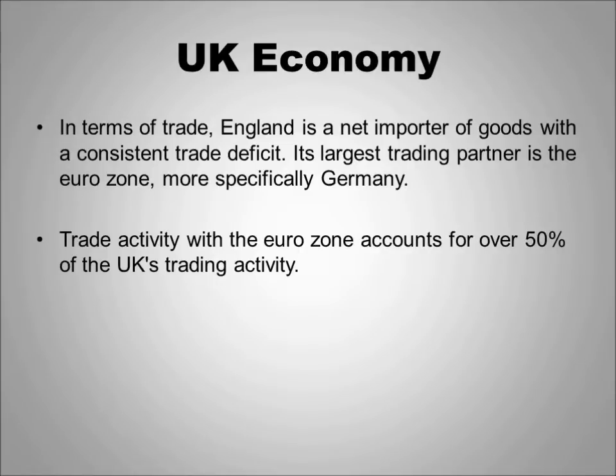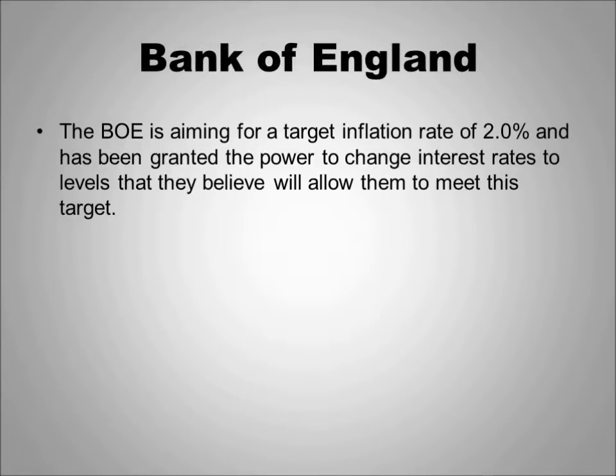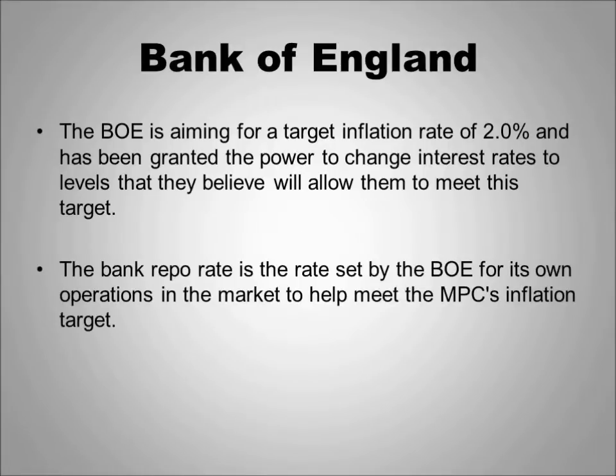Okay, so let's talk about the Bank of England, which is the British central bank. So the BOE is aiming for a target inflation rate of 2% and has been granted the power to change interest rate levels that they believe will allow them to meet this target. So the Bank of England, they have a very strict policy in regards to where their inflation rate should be. So there's a lot of fluctuations in the interest rate in order to make sure that the inflation rate stays at 2%.